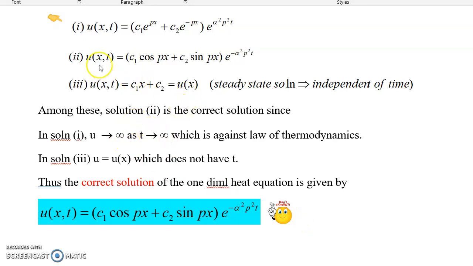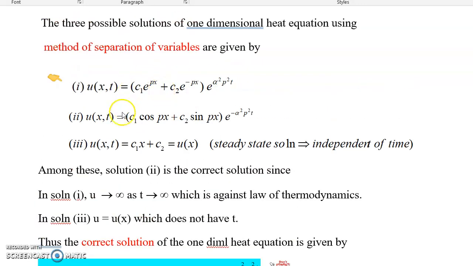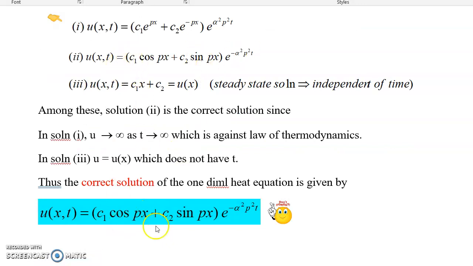So that is going to be the second one, because when you take the first solution, as t tends to infinity, if you substitute t equal to infinity here, e to the power infinity will be infinity. So u also will be infinity, which is against the law of thermodynamics. So solution 1 cannot be the correct solution. Similarly, solution 3 also does not have time. So that also will not be the correct solution. So hence the correct solution is solution 2, which is this.